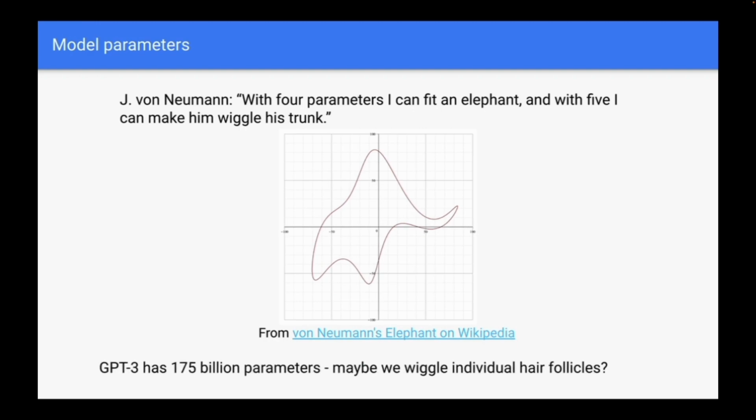GPT in our case has 175 billion parameters, or at least GPT-3, which is the 3rd iteration of GPT. So we can probably get a little more fine-grained than the trunk. With GPT, maybe we can get to the hair follicles. And you probably get some idea here of how von Neumann would have thought about these kinds of models. He might have been skeptical. But this is definitely how the deep learning field functions.